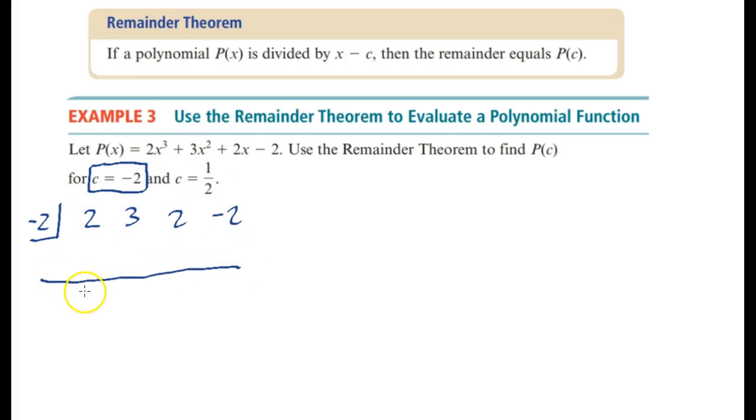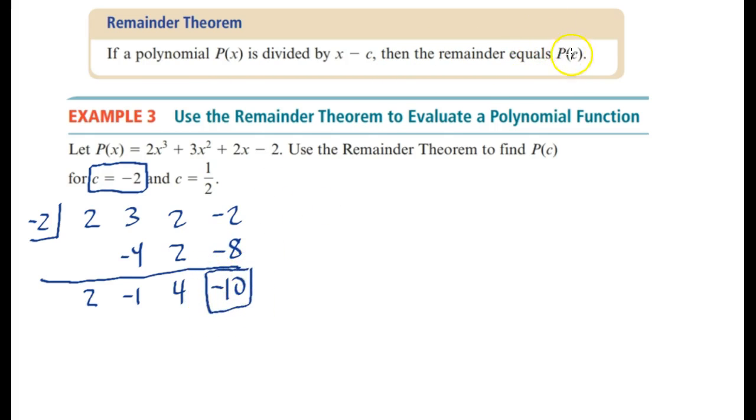All right, so we bring down the 2. -2 times 2 is -4. 3 plus -4 is -1. -2 times -1 is +2. 2 plus 2 is 4, and -2 times 4 is -8, and -2 plus -8 is -10. Okay, so notice that it says the remainder equals the remainder. So this is our remainder, -10.